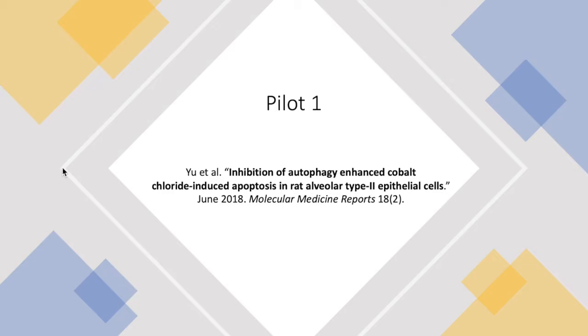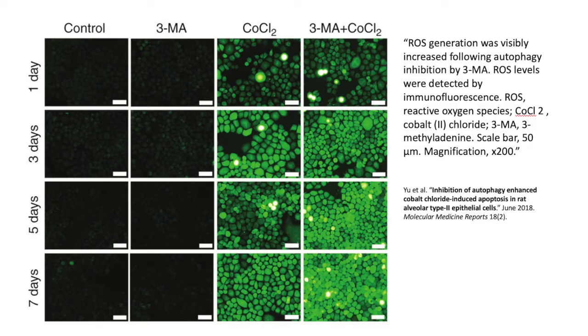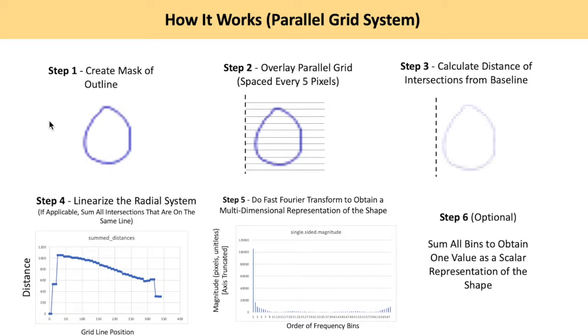The first pilot study is from this paper right here that studied rat lung epithelial cells. In this study, the authors investigated autophagy and separated it from apoptosis. They treated cells with cobalt chloride to induce hypoxia, which also induces autophagy. But then they also co-treated cells with 3-methyladenine, which inhibits autophagy, but not apoptosis. But first, let's talk about how the LCPC transform works.